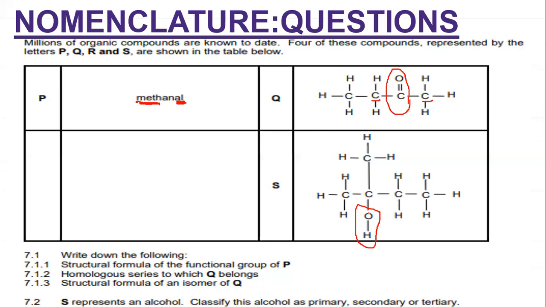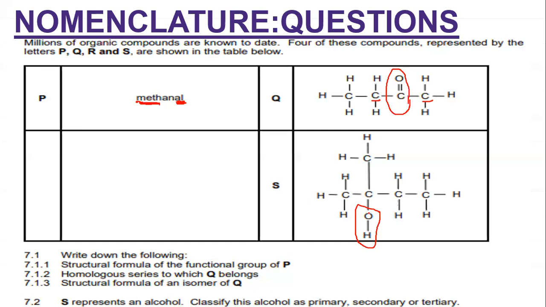It says, write down the following: the structural formula of the functional group of P. It's important to note that the question does not ask for the structural formula of P, but the structural formula of a functional group of P. So please do not make a mistake of drawing a structure of compound P, because that is not what the question asks. It asks you to draw the structural formula of the functional group of P, okay?